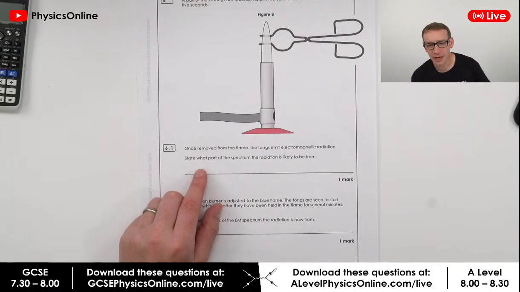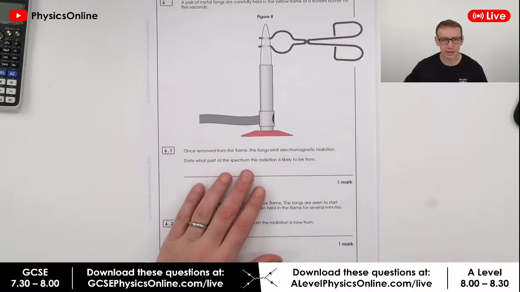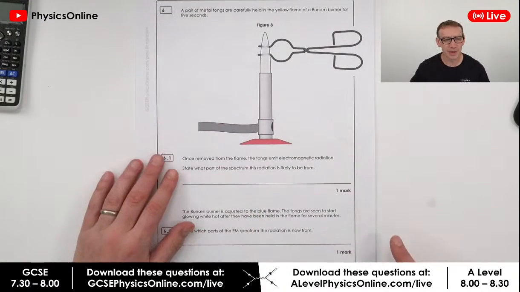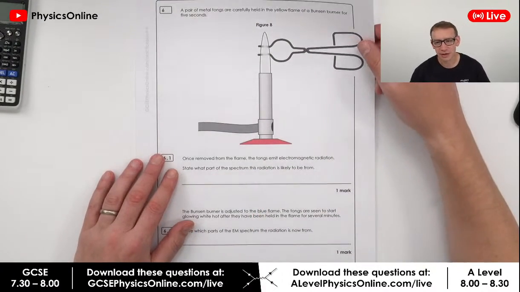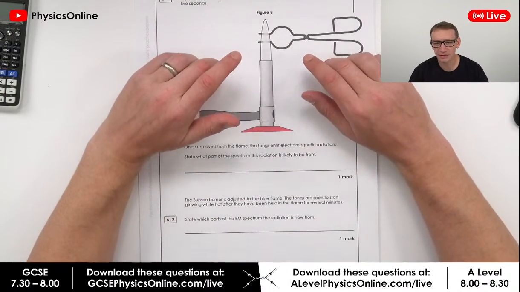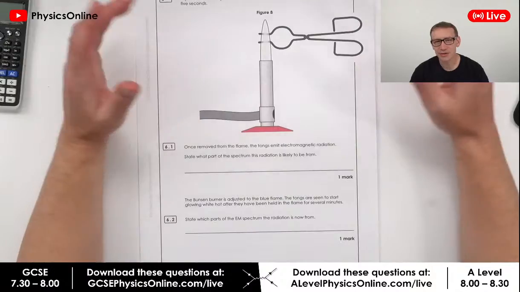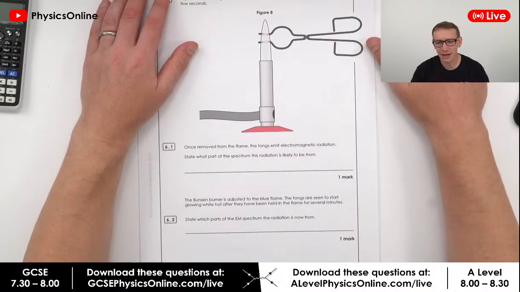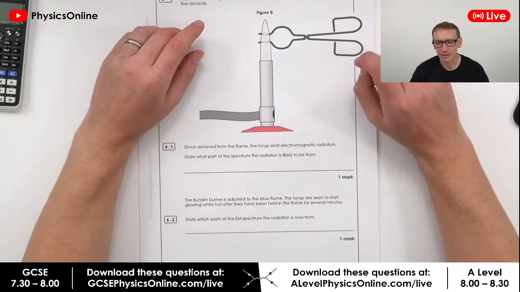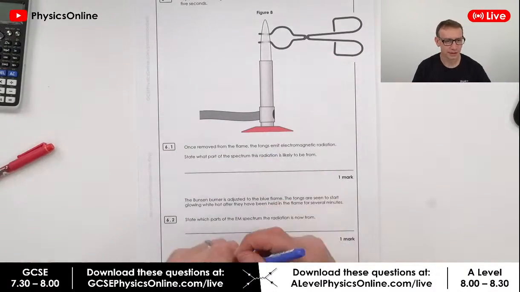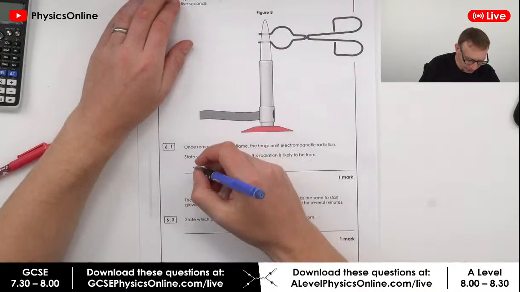So everybody out there, you can play along in the chat if you want to. You put these in for 5 seconds into a yellow flame, you take them out. What part of the EM spectrum will the radiation likely be from? Great to have lots of people in for the stream every single evening, all saying infrared. So yes, the answer for this is infrared.